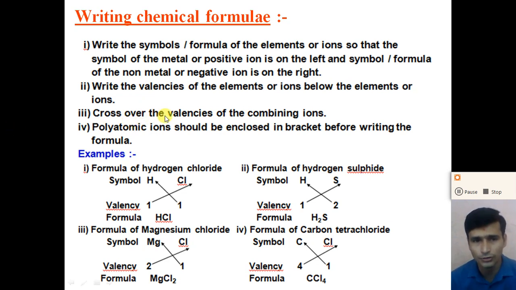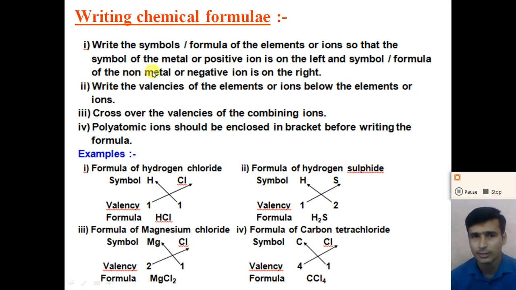Now cross over the valency of the combining ions, right? So the combining capacity, here chlorine is 1, cross over the combining capacity of both the positive and negative ion. Polyatomic ions should be enclosed in a bracket before writing the formula. And the most important point is that if the atom or ion is polyatomic, we must write it in a bracket before writing the formula. So with the help of these 4 steps, we can write the chemical formula of any compound.